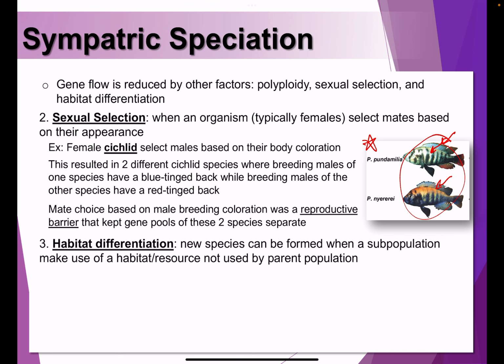The last type of sympatric speciation we will discuss here is habitat differentiation, which is when new species are formed when a subpopulation makes use of a habitat or resource that is not used by the parent population. So their habitat changes, and that's how you have development of a new species.